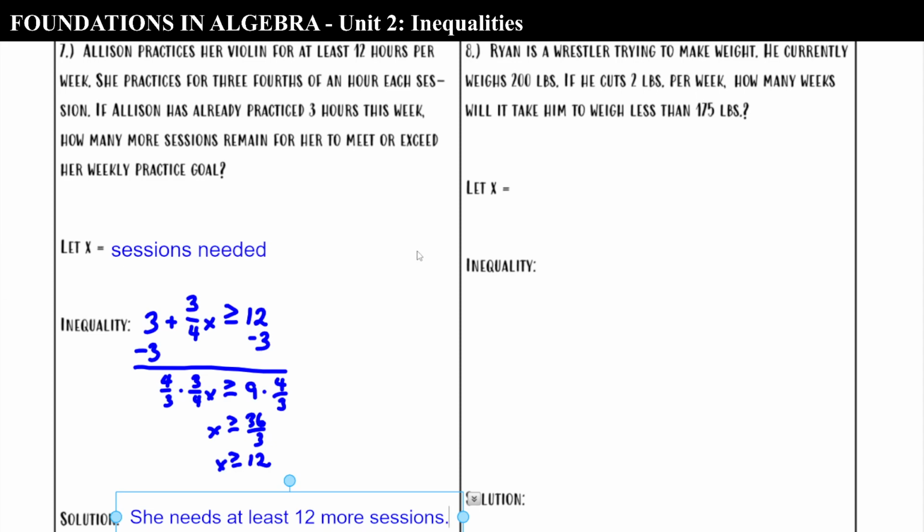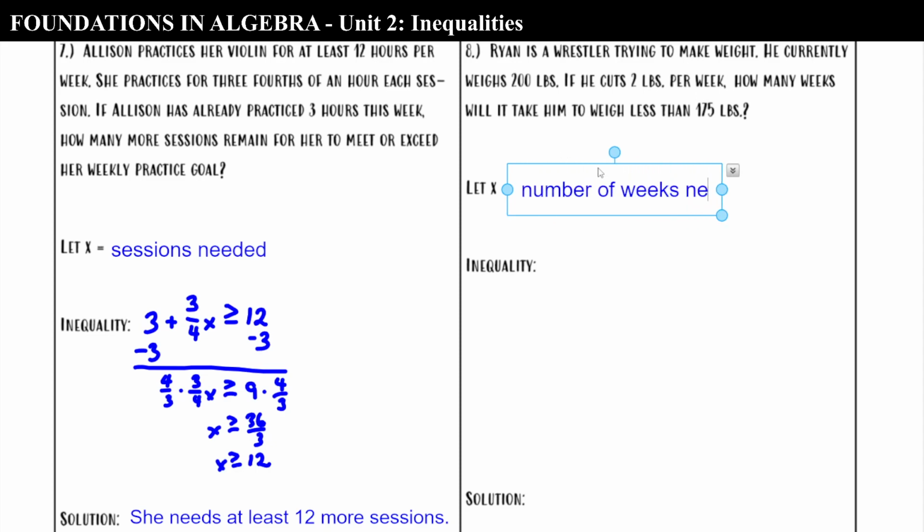All right, example 8. Ryan is a wrestler trying to make weight. He currently weighs 200 pounds. If he cuts 2 pounds per week, how many weeks will it take him to weigh less than 175 pounds? So, we're going to let X be the number of weeks needed. So we'll set up our inequality.